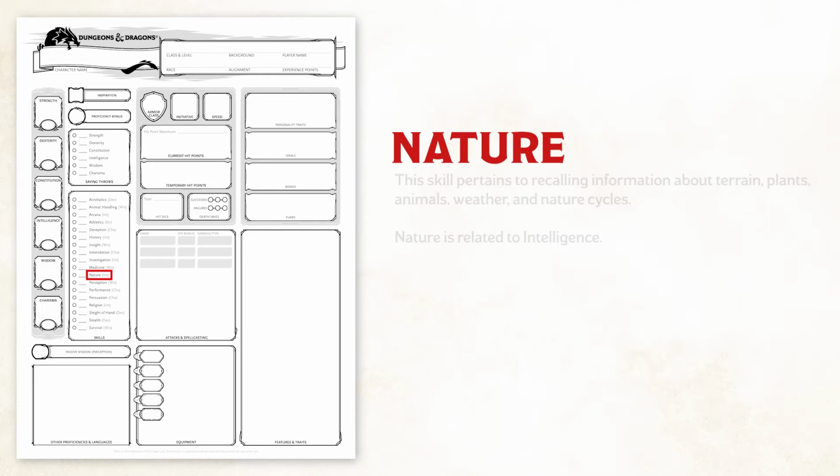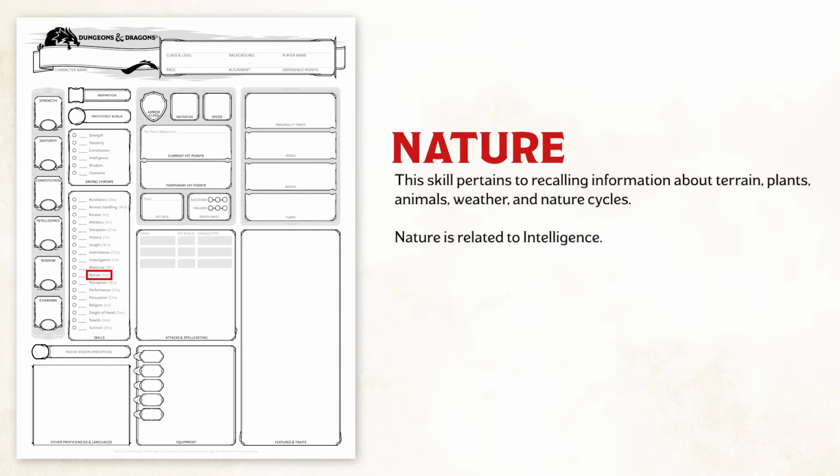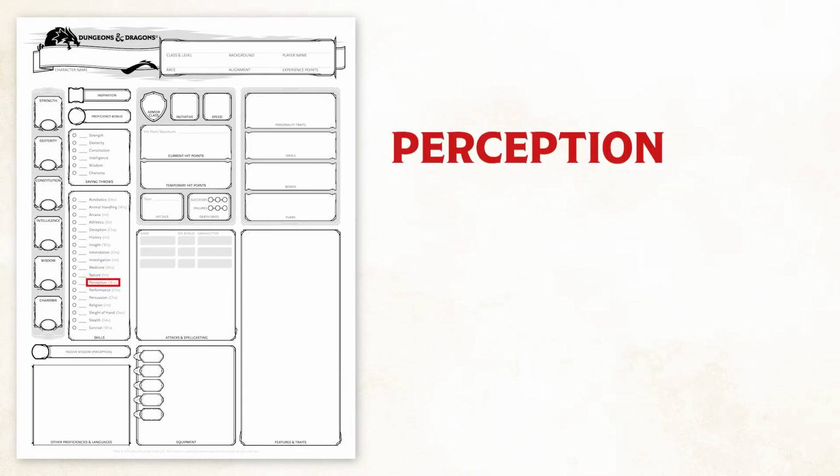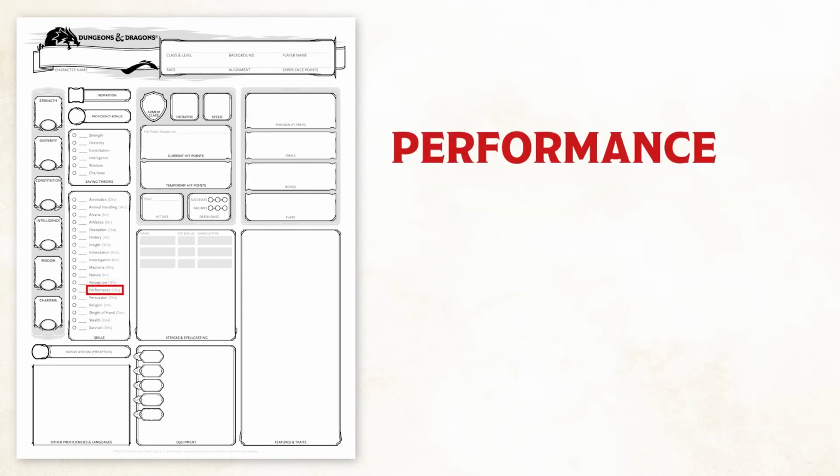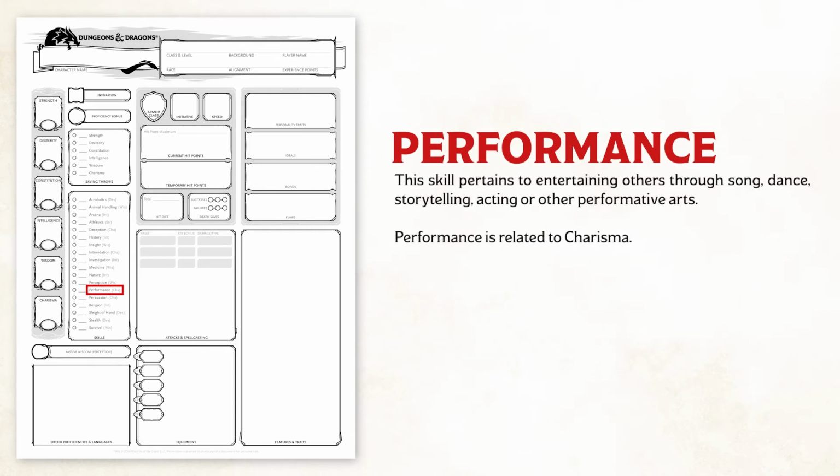Nature. This skill pertains to recalling information about terrain, plants, animals, weather, and nature cycles. Perception. This skill pertains to using one's physical senses, sight, hearing, touch, taste, and smell, to gain information or find details that others might miss. Performance. This skill pertains to entertaining others through song, dance, storytelling, acting, or other performative arts.